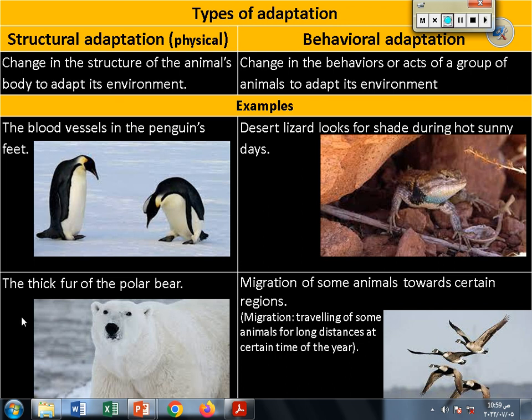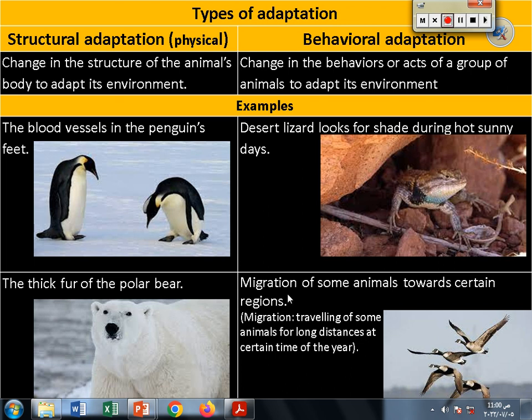What about the behavioral adaptation? The behavioral is a change in the behaviors or the acts of a group of animals to adapt to its environment. So that's something that the animal does. It's not a structure inside the animal, but it's an act or something that the animals do. So if I say that the desert lizard looks for a shaded place or a shadow during the very hot sunny days, that's something that the lizard does, so that's a behavioral adaptation. It's an act or a behavior that the animals do.